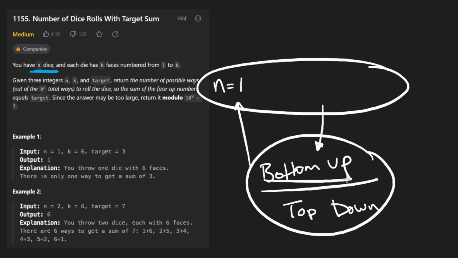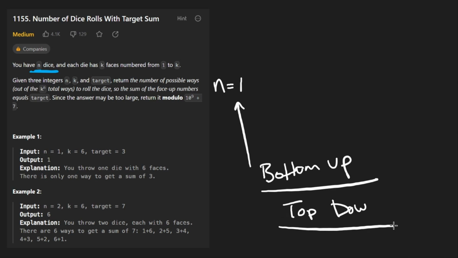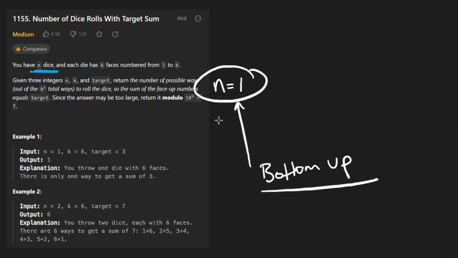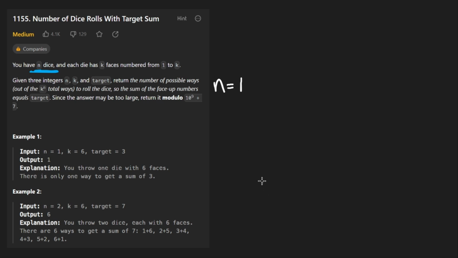You'll see why this is called the bottom up, because before, with the top down approach, we were starting with n equals n and then working our way down to n equals 1. But now with bottom up, we're starting with n equals 1 and we're working our way to n equals n. And you'll see what I mean. We're still counting the number of ways.